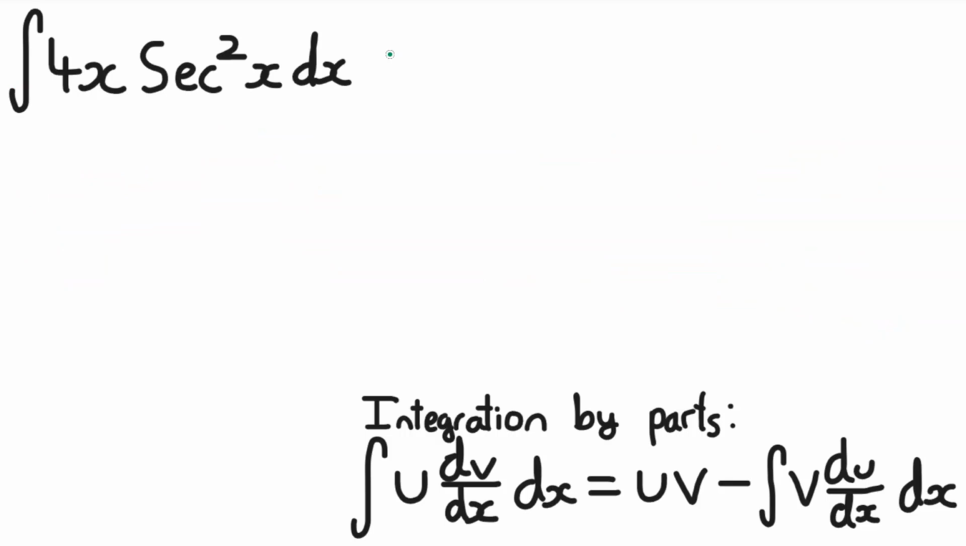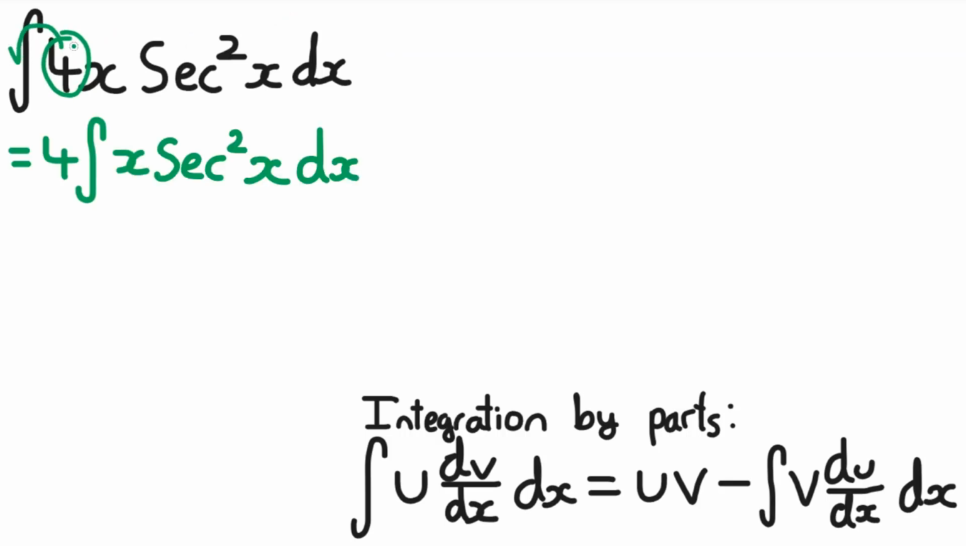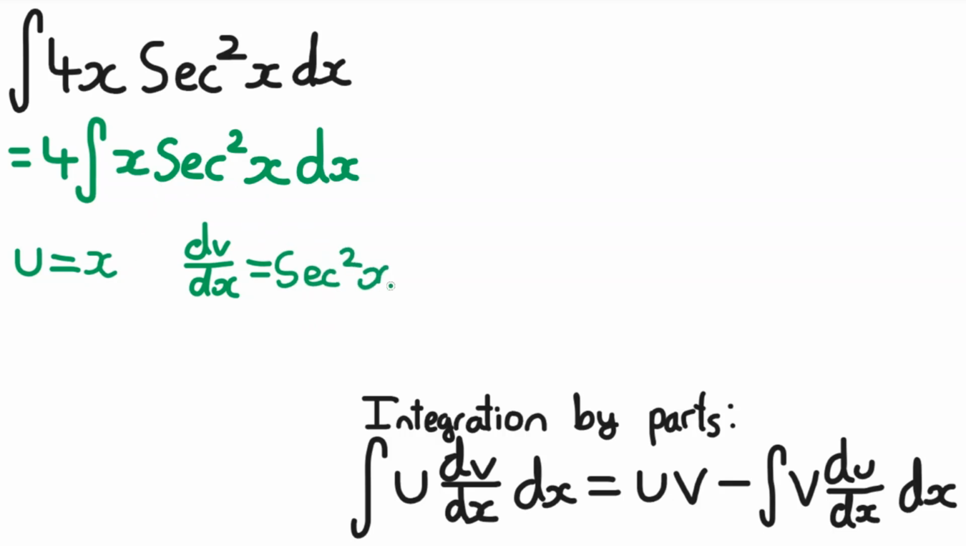Okay, so here's another example where we need to integrate 4x sec squared of x. We have this 4 coefficient at the front, and what we can actually do is just take this out of the integral, and then just focus on integrating this, and then just multiply the entire thing at the end by 4. So we need to integrate this x sec squared of x here. We have these two functions multiplied together, and again, one of them is x. So what we're going to do is call u x, and we're going to call this sec squared of x the dv over dx.